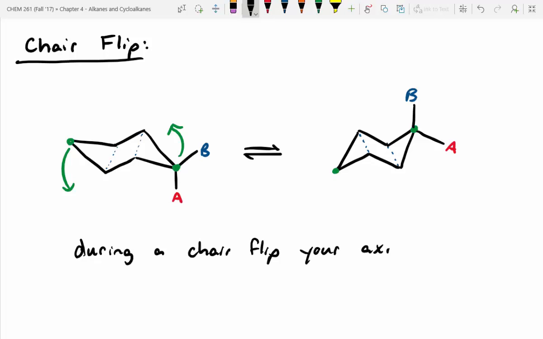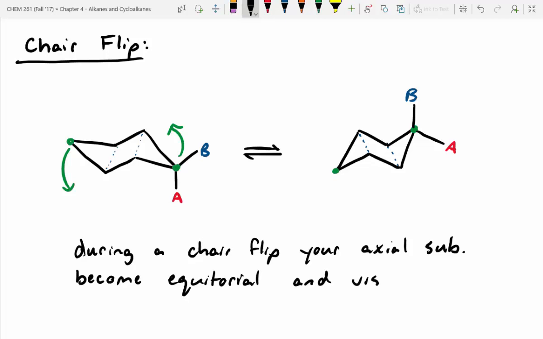your axial substituents become equatorial, and vice versa. So anything that was axial becomes equatorial, anything that was equatorial becomes axial.